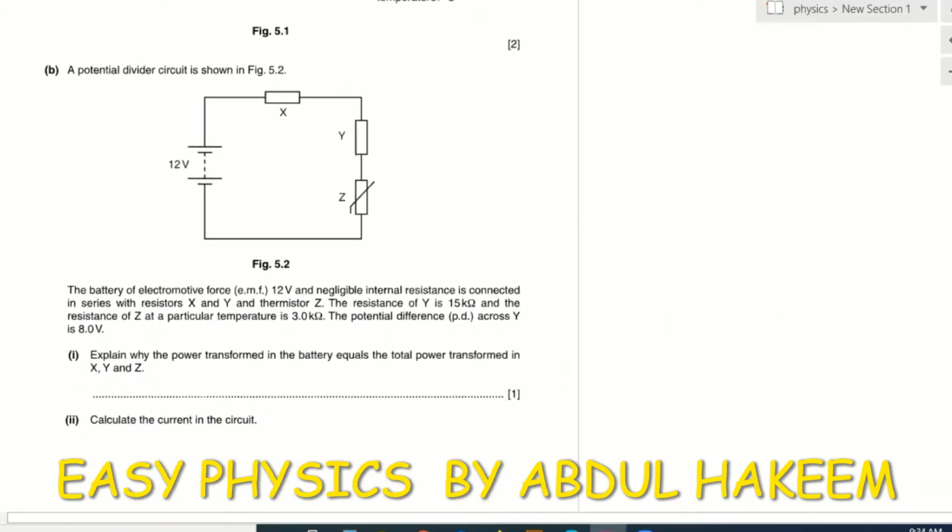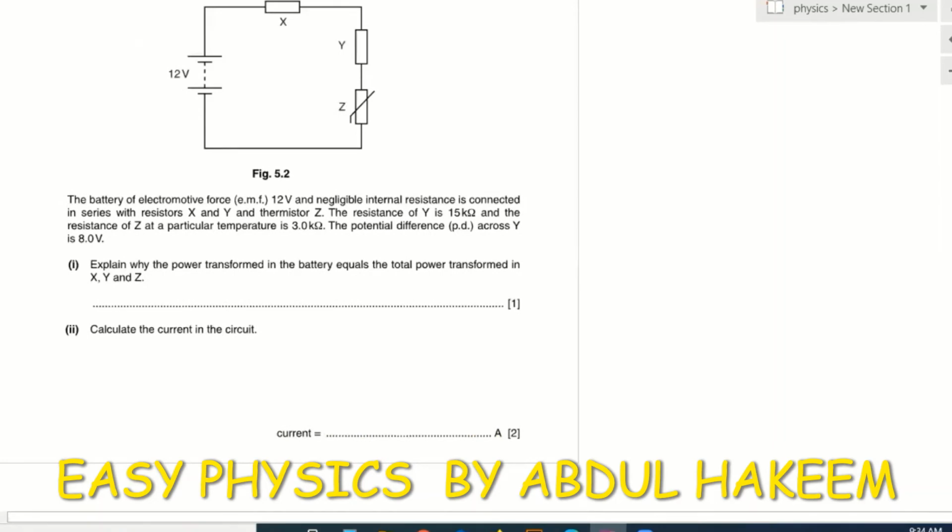Now the next question: a potential divider circuit is shown. The battery has an electromotive force of 12 volt and negligible internal resistance, and is connected in series with X, Y, and Z. Resistance Y is 15 kilo ohm, and resistance Z at a particular temperature is 3 kilo ohm. The potential difference across Y is 8 V. Explain why the power transformed in the battery is equal to the total power. There is no internal resistance, so no power loss. So input power is exactly equal to the output power.